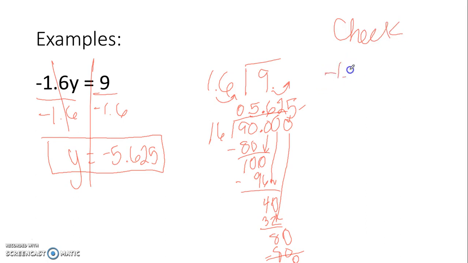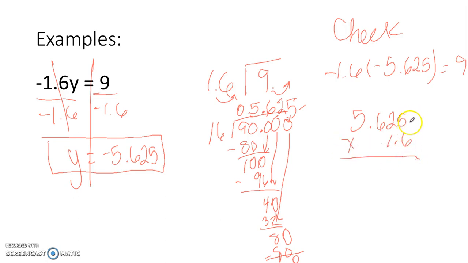Right, so we have negative 1.6 times negative 5.625 is equal to 9. Alright, so we want to multiply. Remember, when we multiply, we want to put the more-digit number on the top. Just makes our lives a little bit easier. You don't have to, but we're all about the easiness.